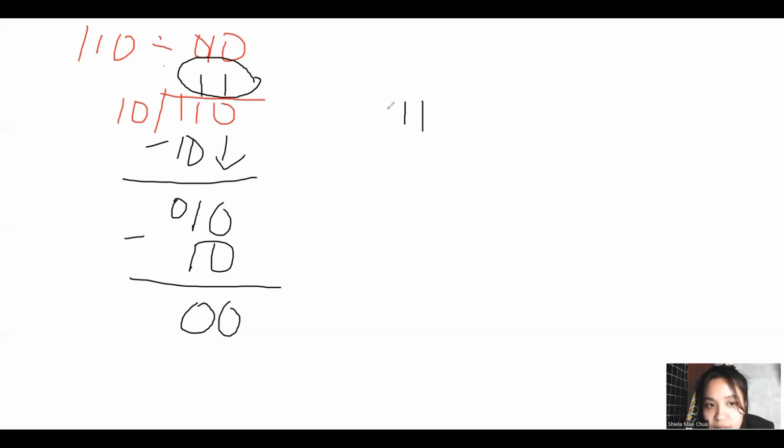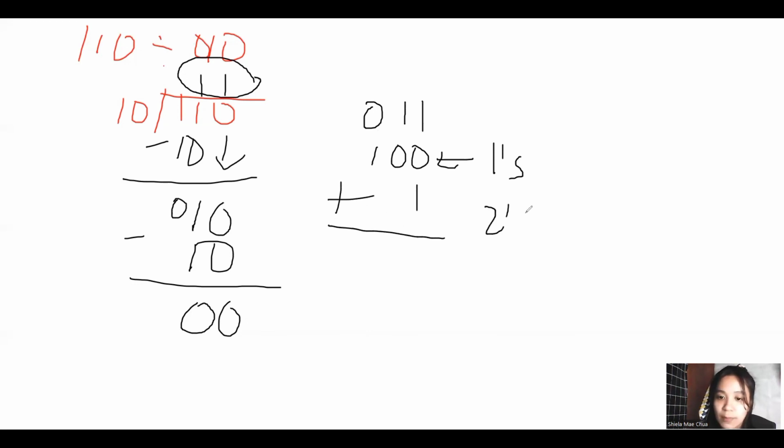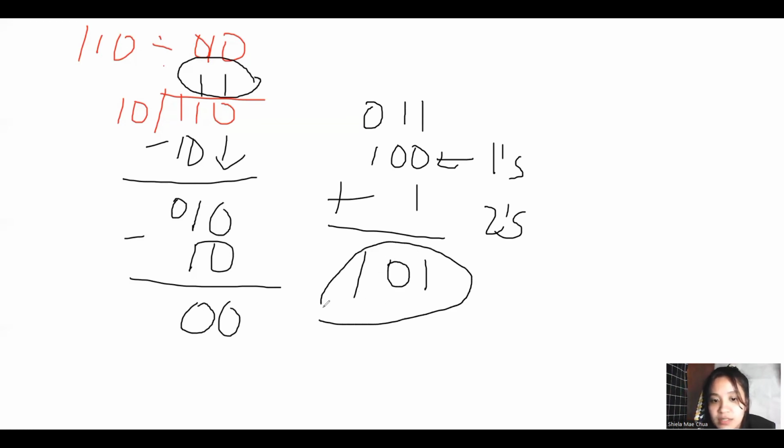0, 1, 1 equal to 1, 1, its first complement is to replace every 1 with 0 and every 0 with 1. So it will become 1, 0, 0. And to get the second complement, we will add 1. So basically, 0 plus 1 is 1. Bring down 0 and bring down 1. So here is our answer.